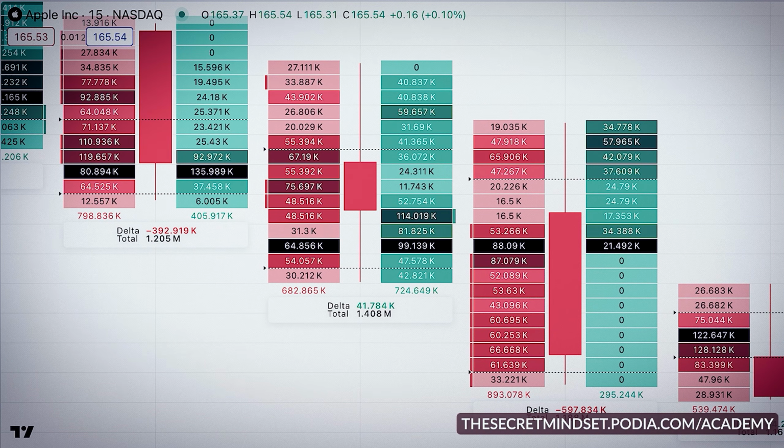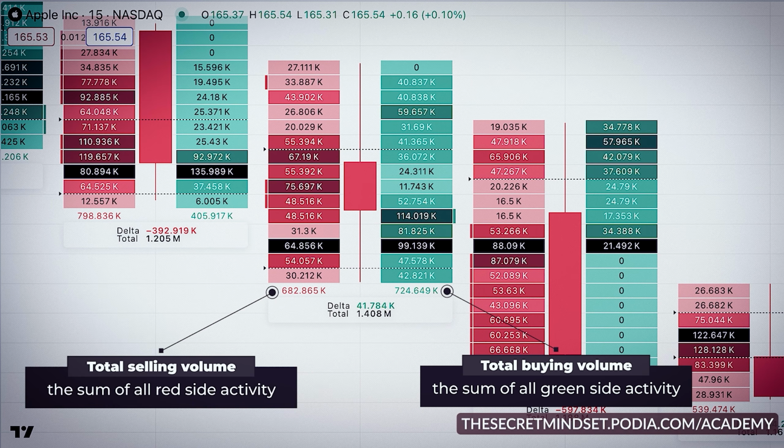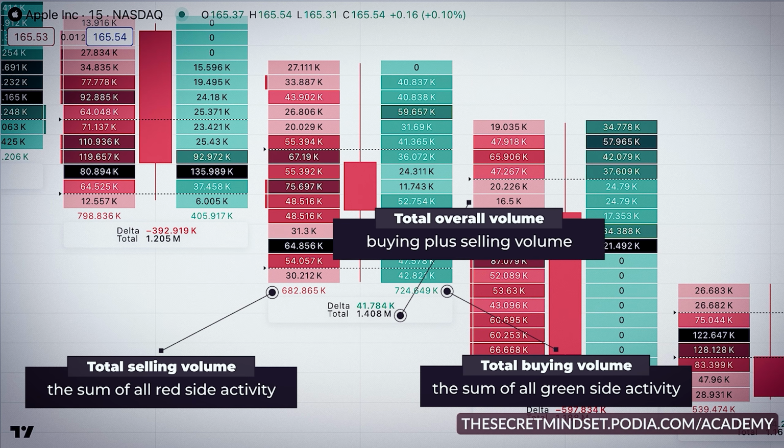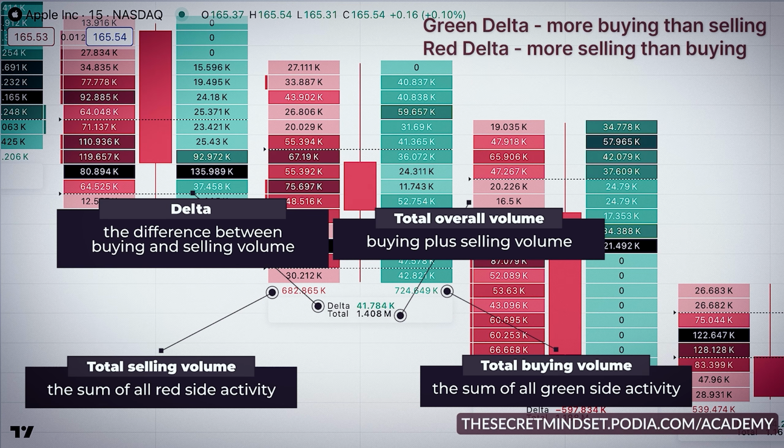The chart also displays three key volume numbers: total buying volume, which is the sum of all green side activity; total selling volume, which is the sum of all red side activity; total overall volume, which is buying plus selling volume. Delta shows the difference between buying and selling volume. Green delta means more buying than selling occurred. Red delta indicates more selling than buying. This helps you spot market pressure and potential trend changes.